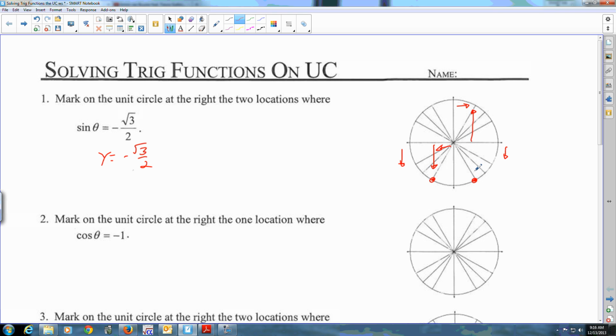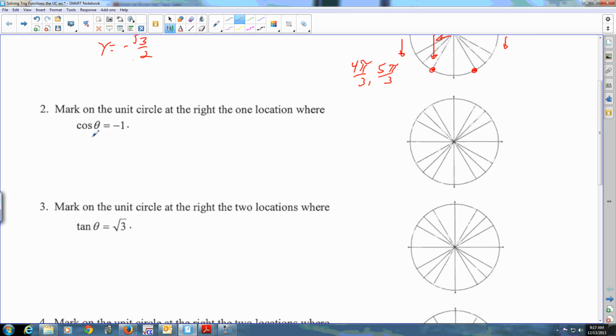Okay? So strictly by what I wrote, I'm not looking for the angles, but I like to push you guys to practice them, and let's practice them in radians. That's going to be 4 pi over 3 and 5 pi over 3. All right, this next one, cosine is negative 1. It's saying, where's your x value negative 1? Your x value, the only place it's going to happen is there, so at pi.